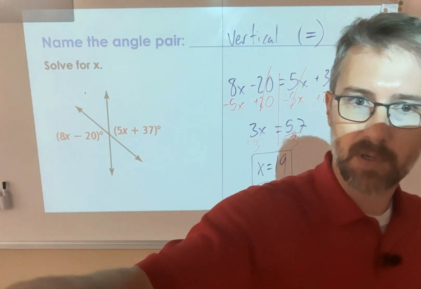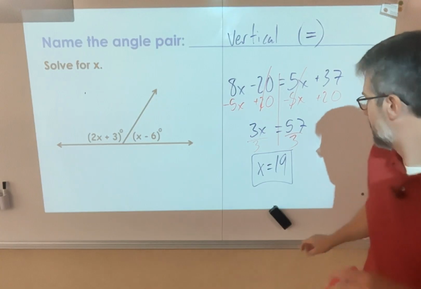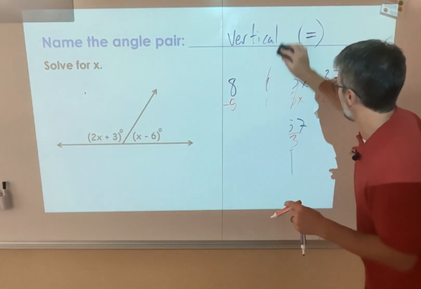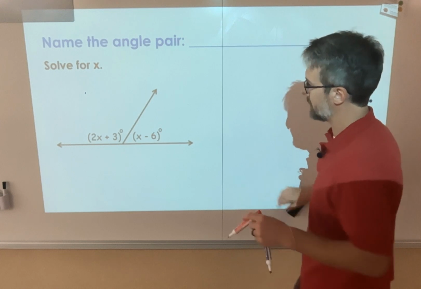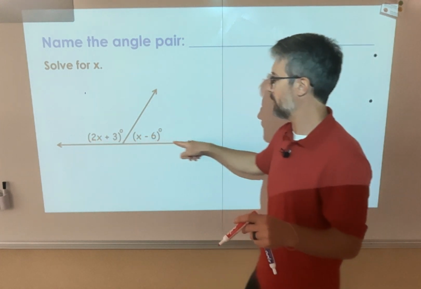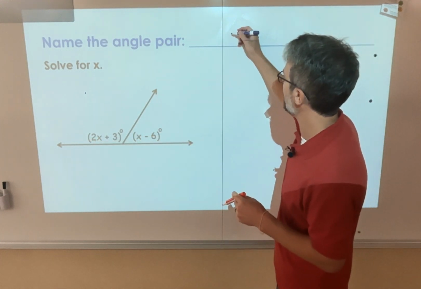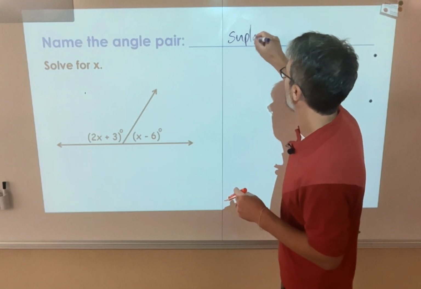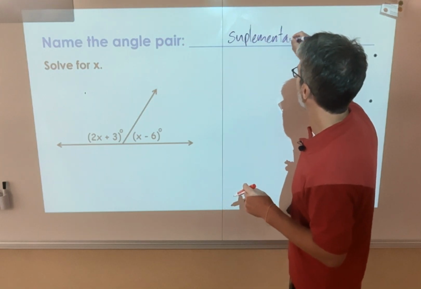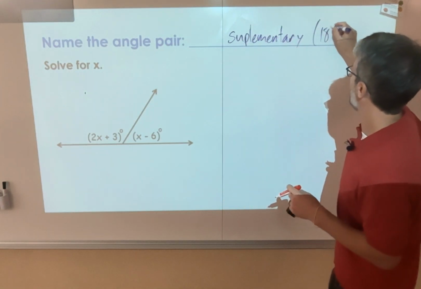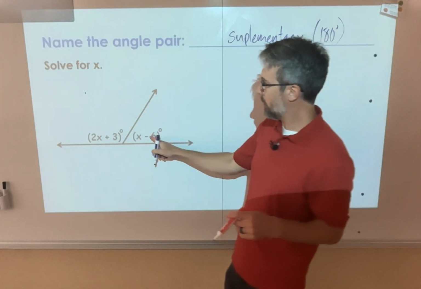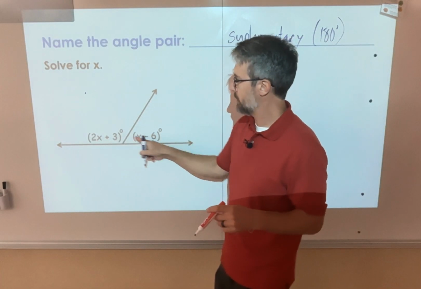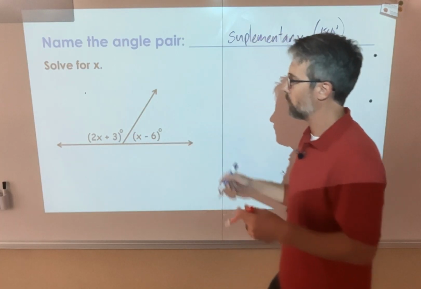All right, a couple more. Solving for x with this one. Now we've got a supplementary angle. I can tell because this makes a straight line, so it's 180 degrees, which means it's supplementary. So I know by angle addition, these two added together equal the whole, which is 180.